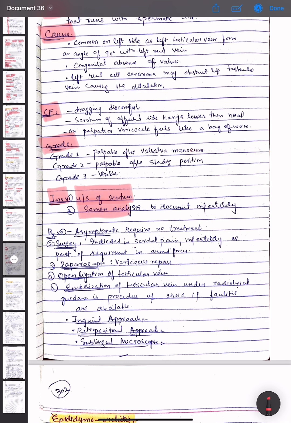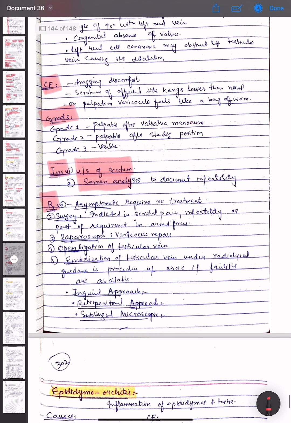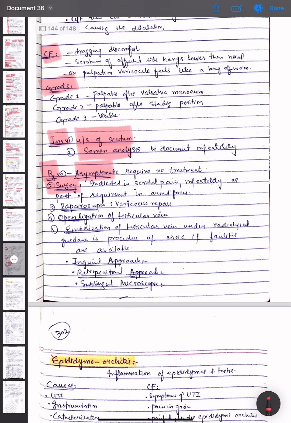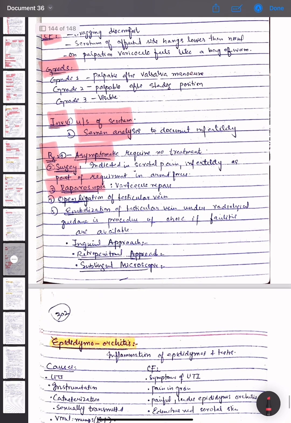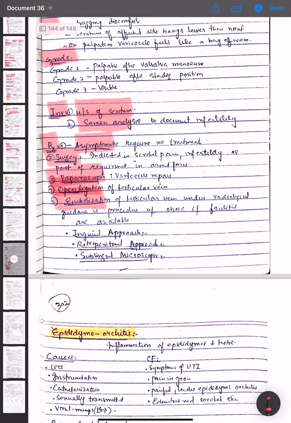The treatment options: if asymptomatic, no treatment is required. Surgery is indicated in scrotal pain, infertility, and as part of requirement in the armed forces: laparoscopic varicocele repair, open ligation of the testicular vein, and embolization of the testicular vein under radiological guidance, which is the procedure of choice if facilities are available. Inguinal approach, retroperitoneal approach, and sublingual microscopic approach are used.